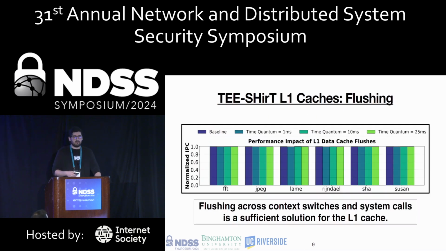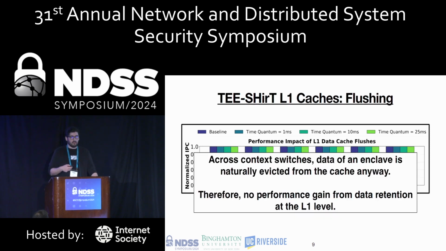When we implemented flushing on L1 cache, it exhibited very negligible performance degradation, proving that flushing across context switches and system calls seems to be a sufficient solution for L1 caches. So the reason why this happens is across context switches, the data of an enclave is naturally evicted from the cache anyway without implementing flushing itself. So there is no performance gain to be made from data retention in the first place.